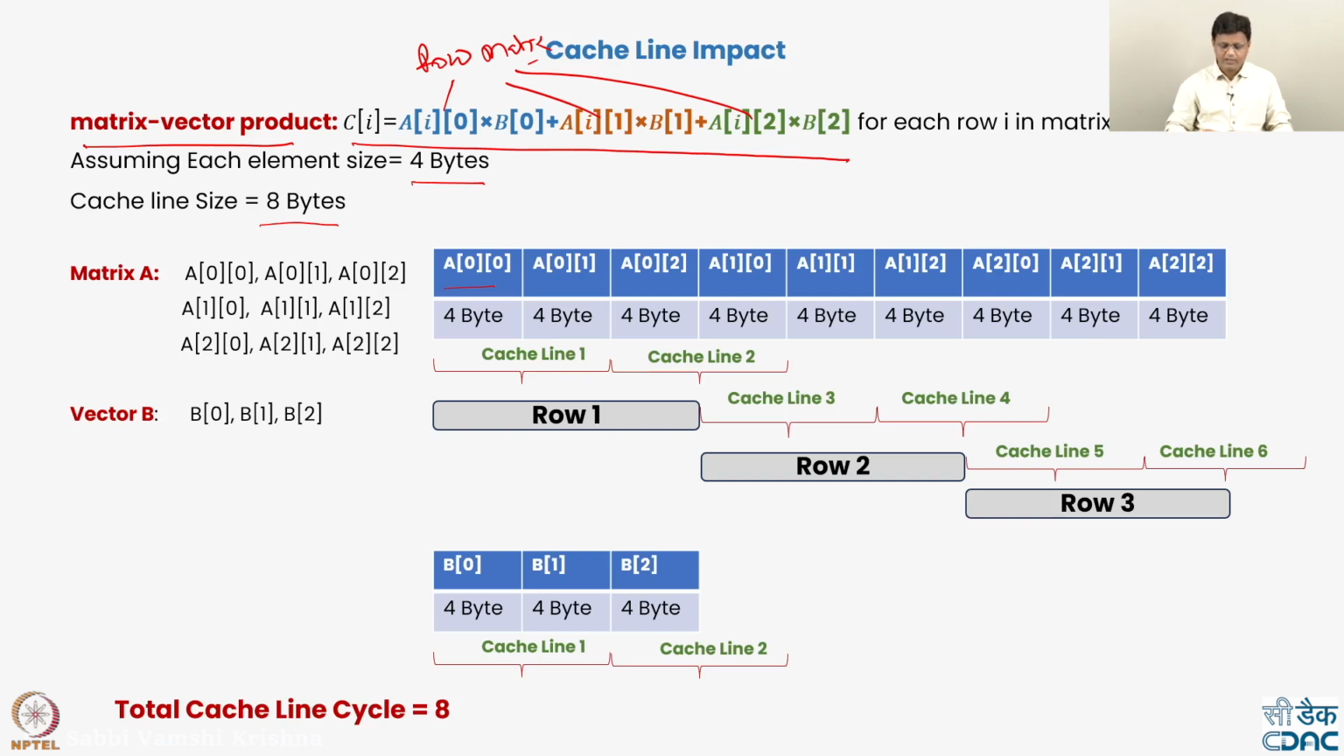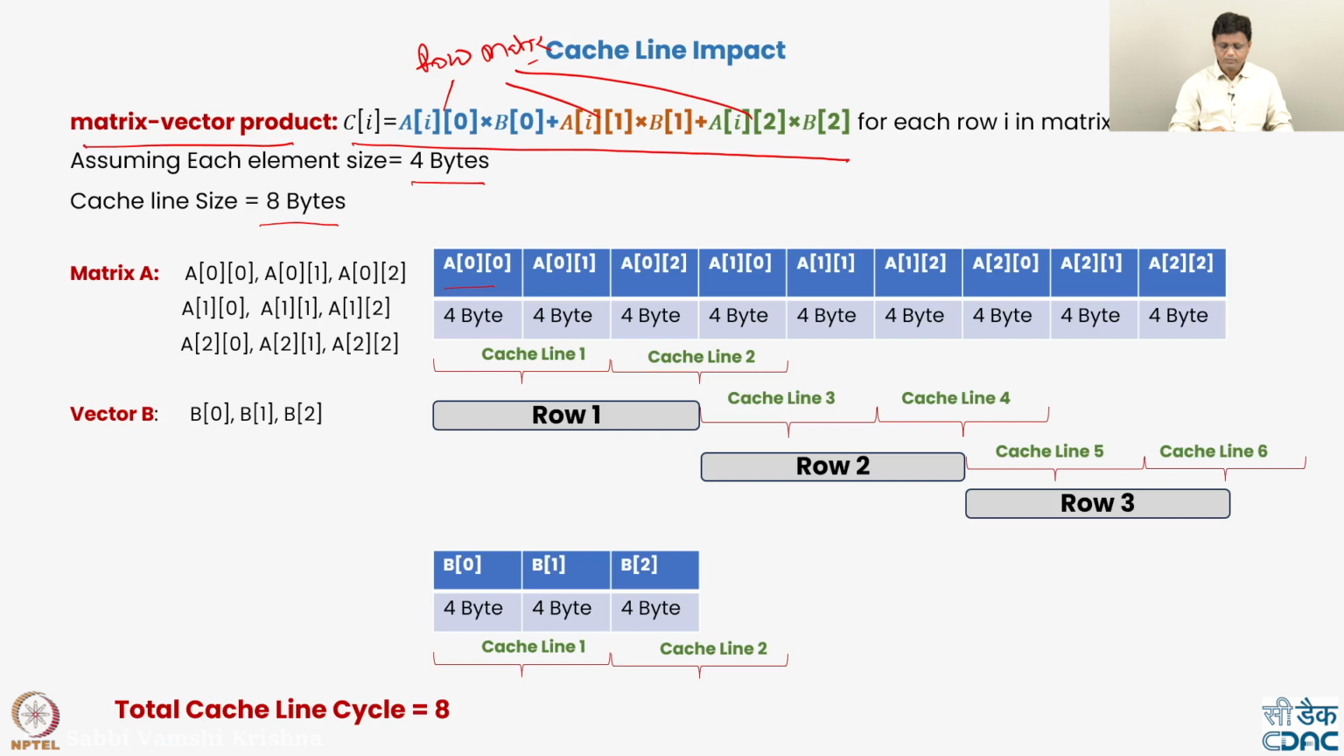So, what is happening here? Suppose I have a cache line size of 8 bytes, that means I can carry only 2 elements at the same time. I have just made some modifications here to keep the explanation simple, so that learners can understand how the cache line is impacting the performance.